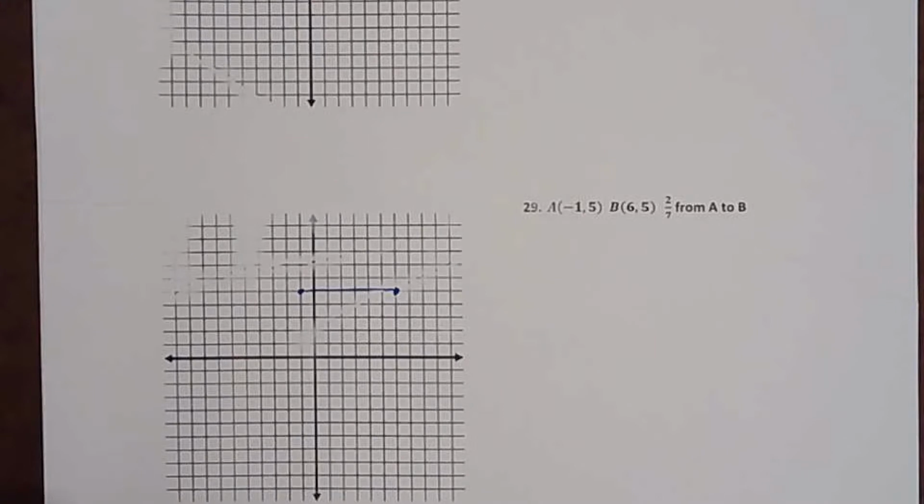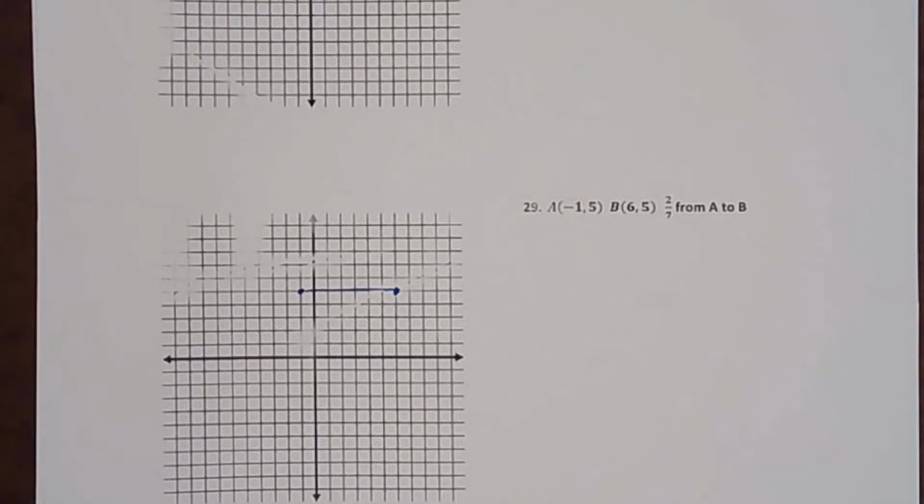We mentioned earlier that the distance formula is the Pythagorean theorem, right? It's just x's and y's subtracting each other.